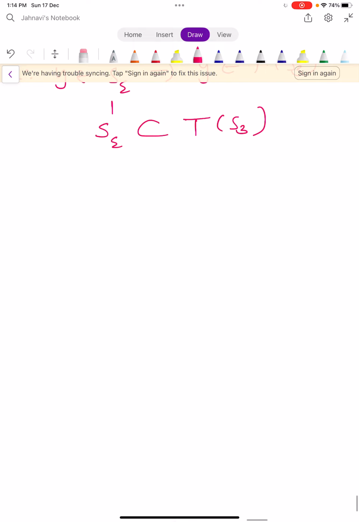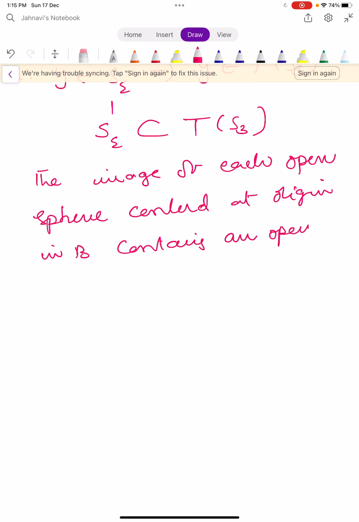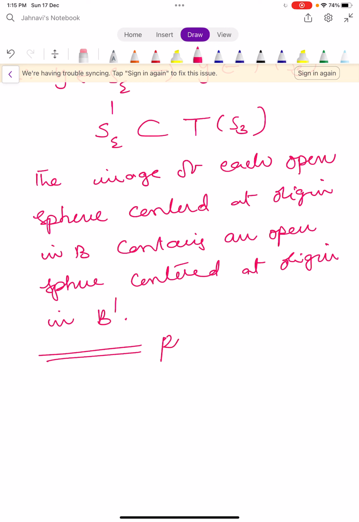So we conclude that here the image of each open sphere centered at origin in capital B contains an open sphere centered at origin in B dash. This completes the proof of the theorem.